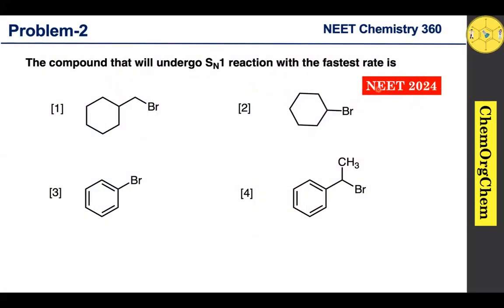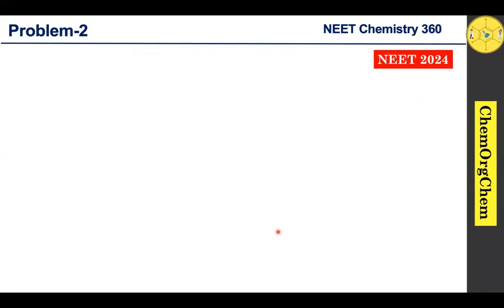So this is the question from NEET 2024. According to this question, we should find out the correct option that will undergo SN1 reaction with the fastest rate. Here you see there are four options. Let's figure out together which one is the correct option for this question. Before that, we should recall the SN1 reaction.